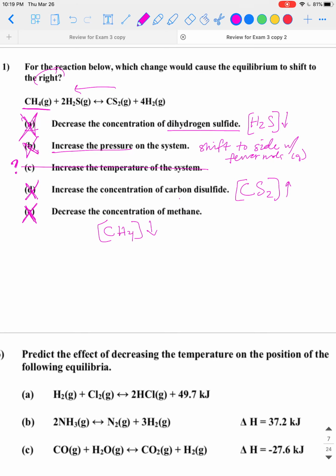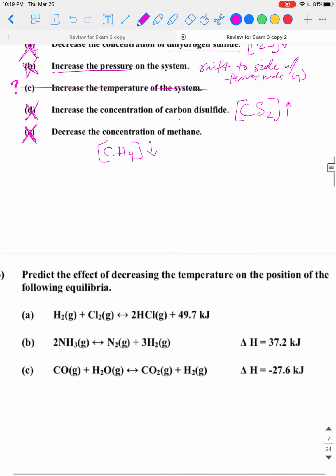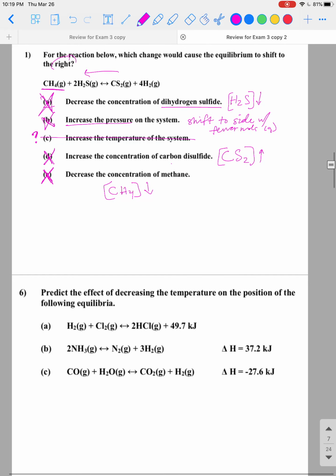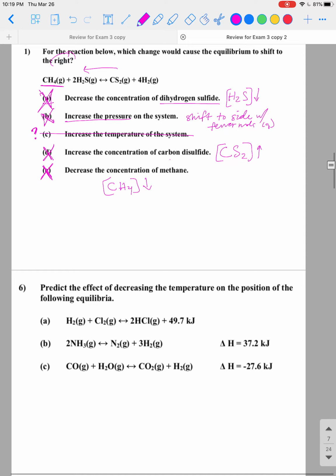Okay, that is it for this problem. So none of the above, in case you're wondering. All right.